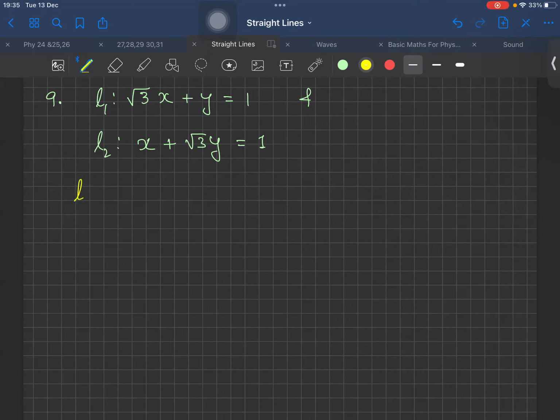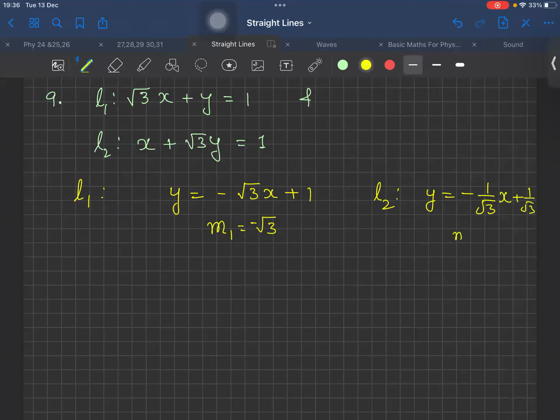So for L1, if we solve for L1, y is equal to minus root 3x plus 1. That means M1 is equal to minus root 3. For L2, if you solve, y is equal to minus 1 upon root 3x plus 1. So M2 will be equal to minus 1 upon root 3. So M1, M2 we got.